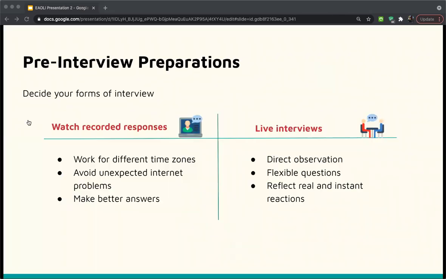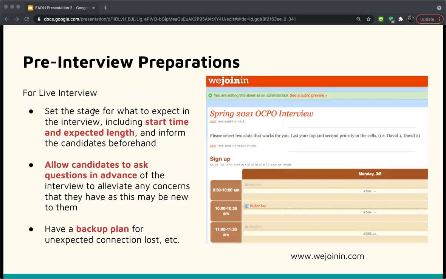So for recruitment techniques, we first look at two types of interviews. For recorded ones, it is more flexible for applicants in a sense that it allows them to craft better answers beforehand. For live ones, it is more direct and you'll be able to observe applicants' instantaneous responses. So we'll focus more on the live ones.